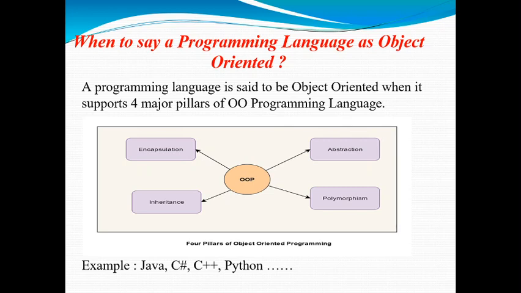So when any language supports these four pillars of object oriented programming, then we can say that particular programming language is an object oriented programming language. For example, Java is an object oriented programming language, C++ is an object oriented programming language, C Sharp, Python, all these programming languages fall into the category of object oriented programming languages. And we can say this because all these programming languages support the four major pillars of object oriented programming.